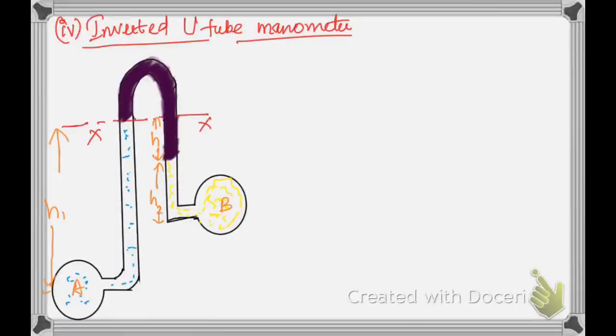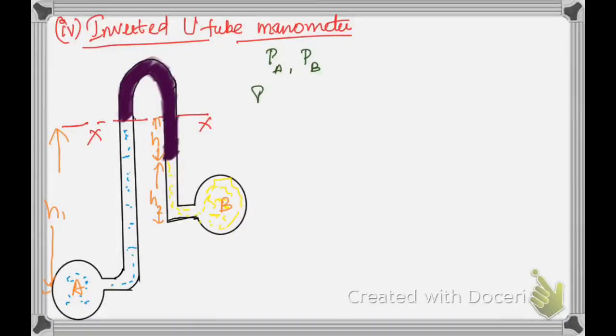And similarly, rho 1 is the density of liquid at A and rho 2 is the density of liquid at B, and PA will be the pressure at A and PB will be the pressure at B. So the same things we are going to follow, and XX will be our datum line. Here also the same thing: we are going to equate the pressure in the left limb to the pressure in the right limb.